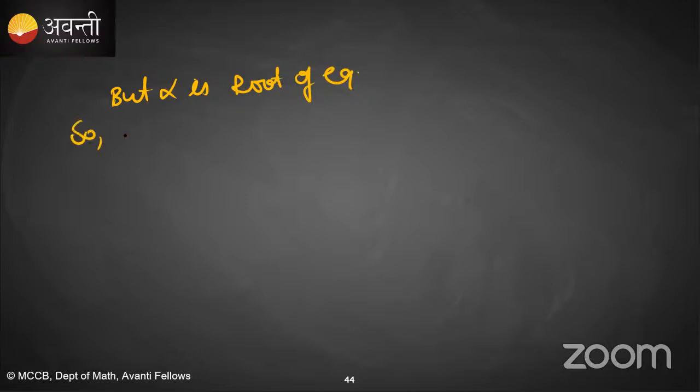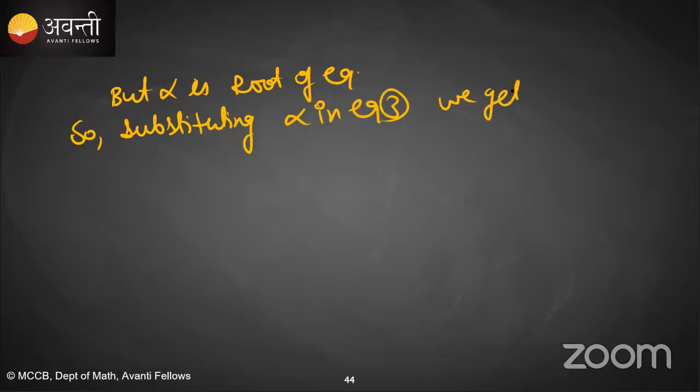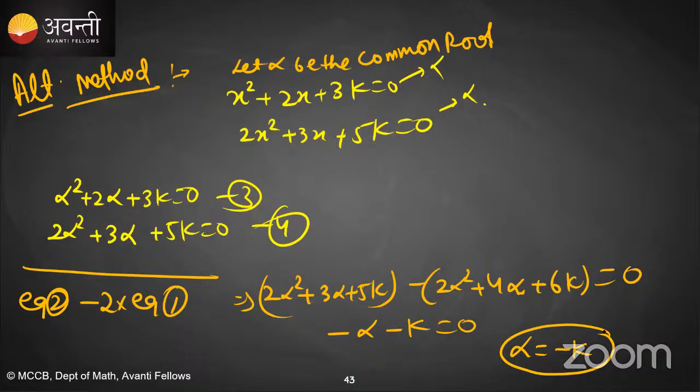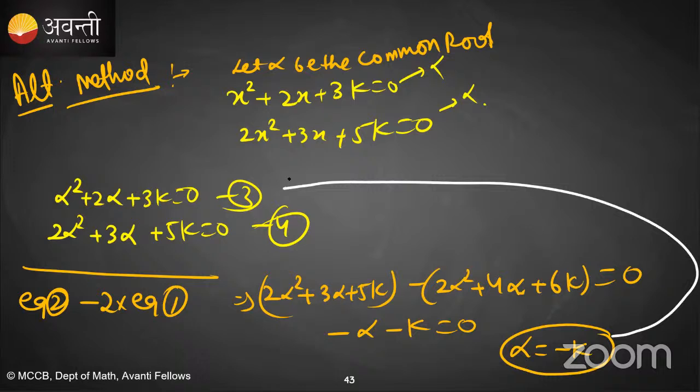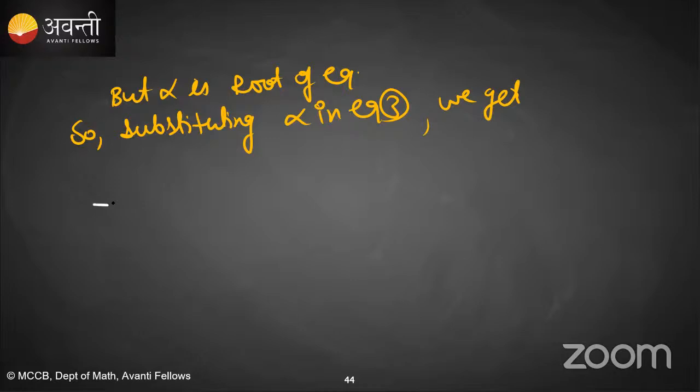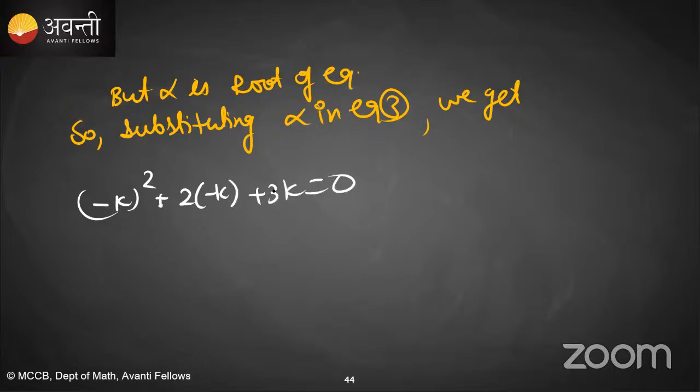So substituting alpha in equation 3, we get alpha equal to minus k. को equation 3 में डाल दो, because alpha is the root of the equation to satisfy here. Okay, so what you will get? Minus k whole square plus 2 into minus k plus 3k is equal to 0, right? So k square minus 2k plus 3k is equal to 0.